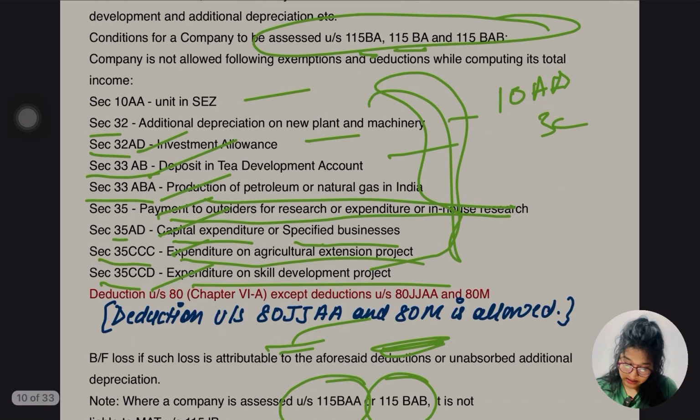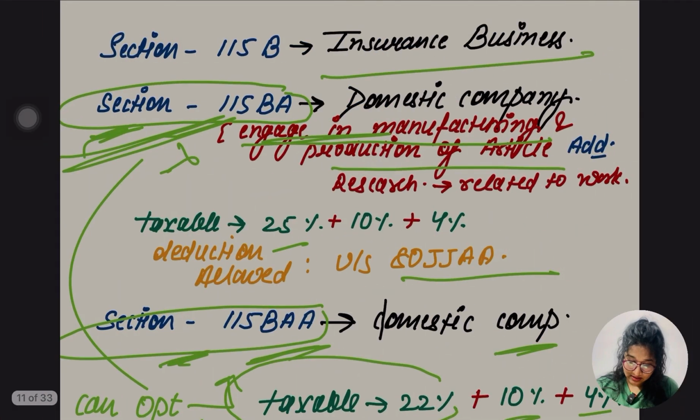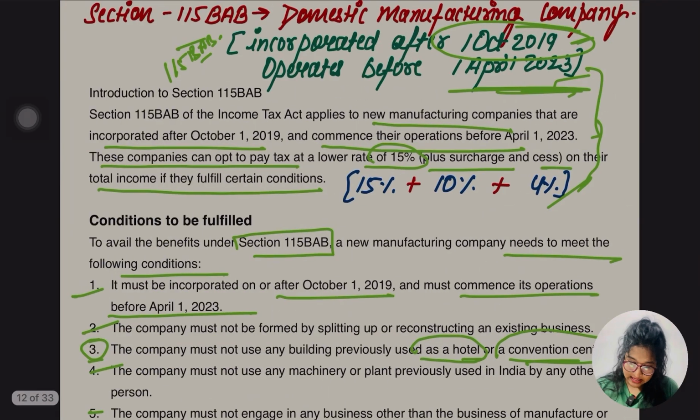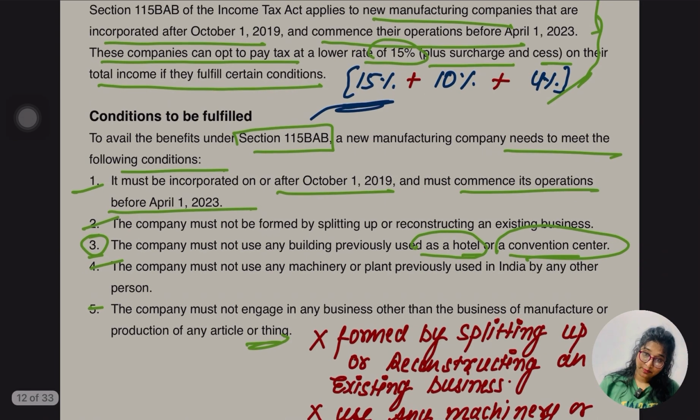80M, okay. And nothing else, nothing more in this section. Yes, section BAB. This section says the tax rate is going to be 15%, not 25, not 22. This is going to be 15%. But the same, there were some exceptions, like they cannot use this by splitting up of the business or reconstruction. The same as what I taught just now, this is the same thing, right?